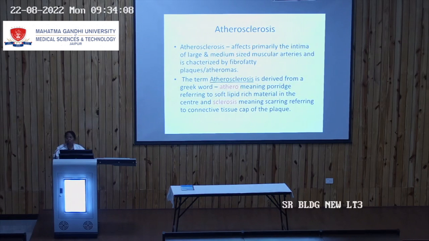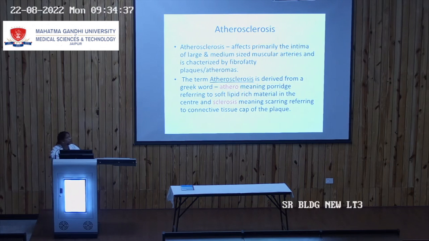So now we come to the most important one, the atherosclerosis. Now the word atherosclerosis is derived from a Greek word athero, that means porridge, and sclerosis means scarring. So the core of the atherosclerosis, the plaque that occurs, is a soft lipid-laden porridge-like material, and this is covered by a connective tissue cap which is known as the scarring.